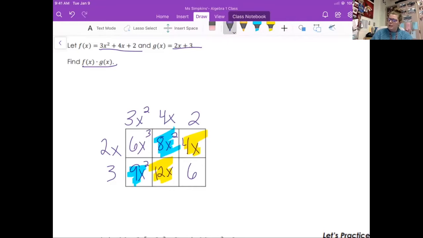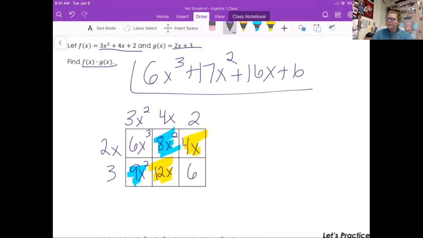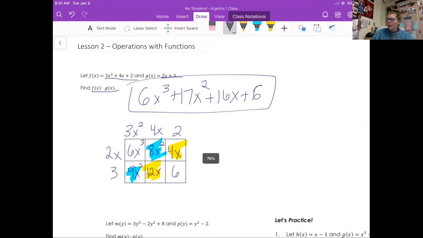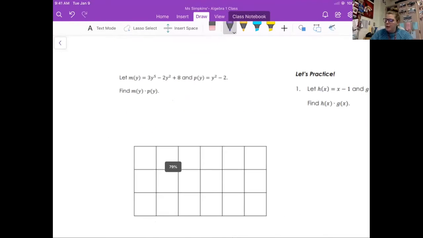So we have 6x to the third. If we combine 8x squared and 9x squared, that would be plus 17x squared. 4x and 12x would be 16x, and then plus 6. Any questions, comments, concerns about that? Okay, the next one has a lot of boxes.